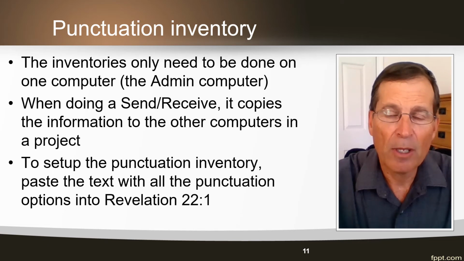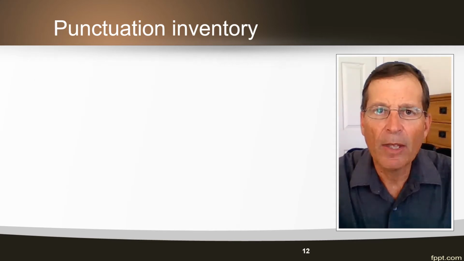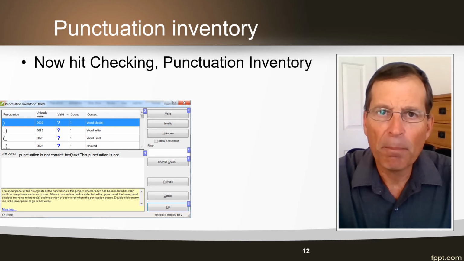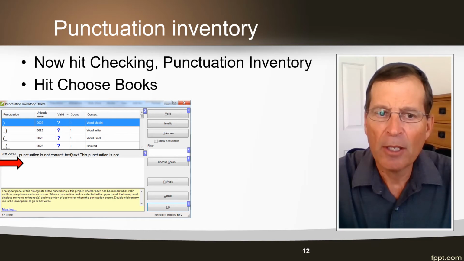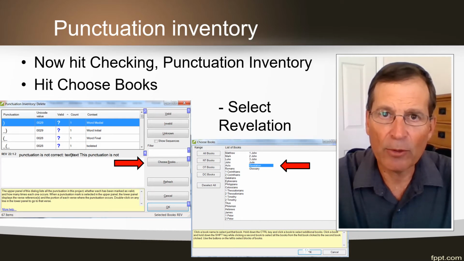So to set up the punctuation inventory, you can paste the text with all the punctuation options from the handout we gave you into, for instance, Revelation 22 verse 1. It can be any verse. Now you would hit Checking, Punctuation Inventory, and a new window like this will open. You now hit Choose Books and then select Revelation in the new window that opens, since that is where we pasted in the text for doing the punctuation inventory.